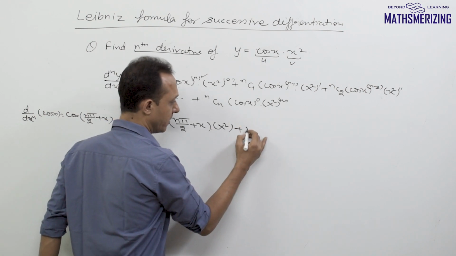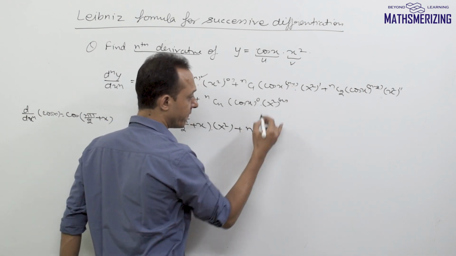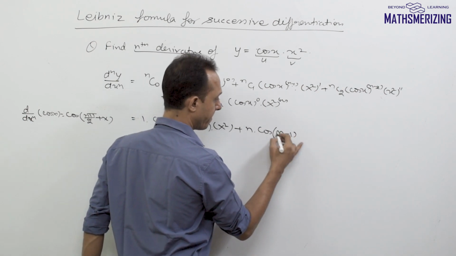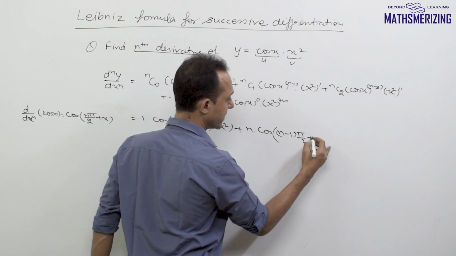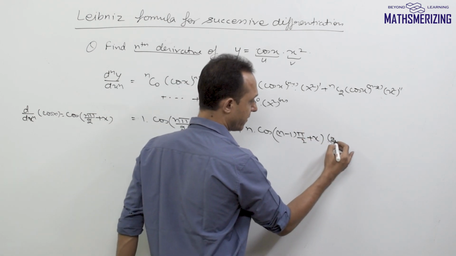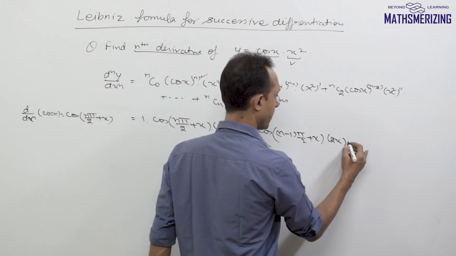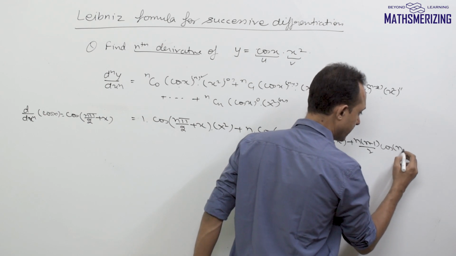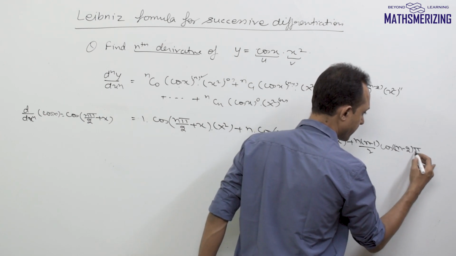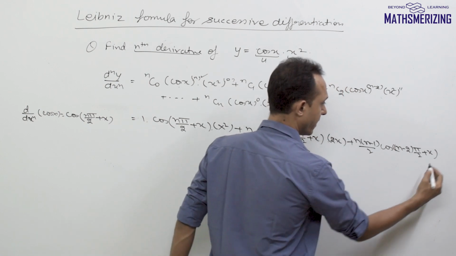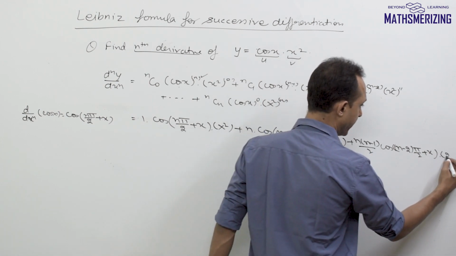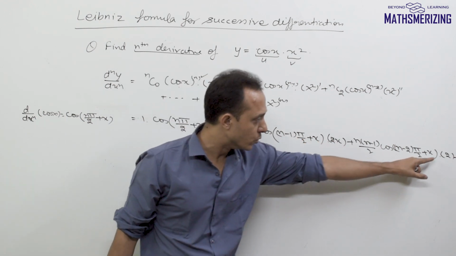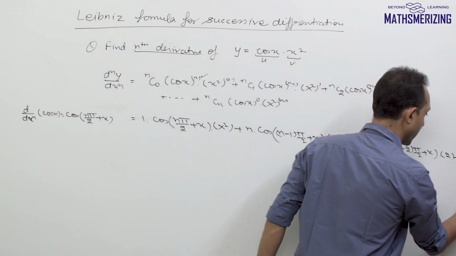Now nc1 will be simply n. Now n minus 1th derivative of cos x will be cos of n minus 1 pi by 2 plus x, and then derivative of x square, first derivative 2x, plus nc2, nc2 is n into n minus 1 by 2, cos of n minus 2 pi by 2 plus x, and then derivative of 2x will be simply 2, and hereafter all the successive derivatives of this 2, they'll be simply 0. So all other terms will be simply 0.